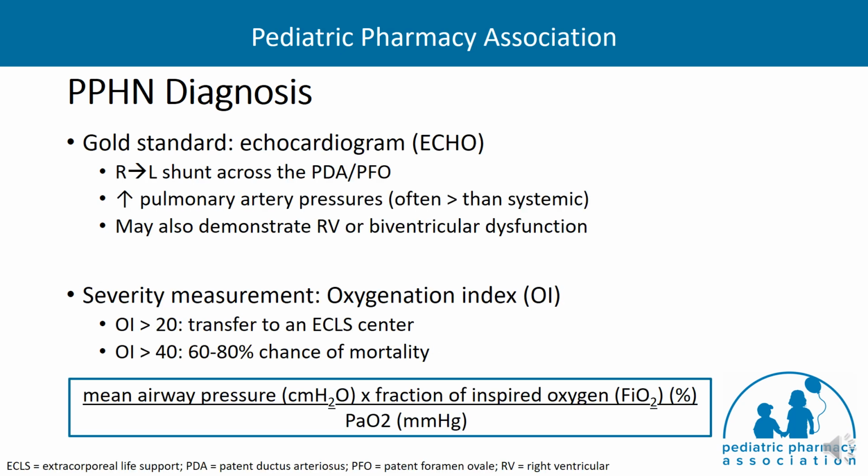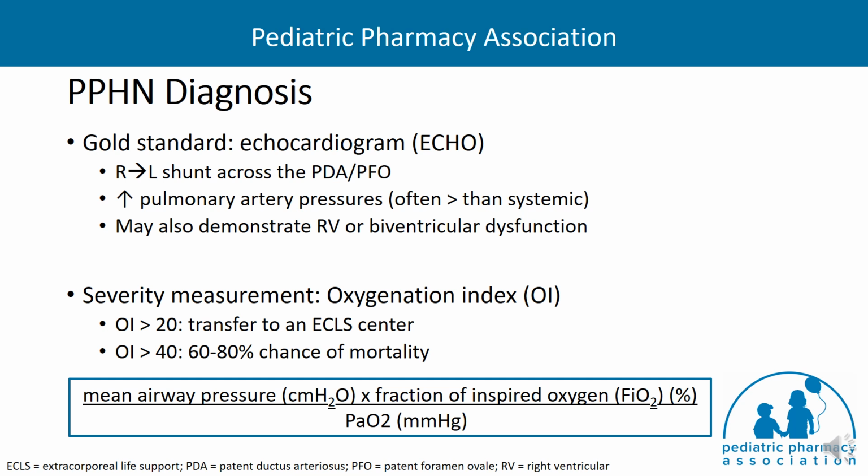An echocardiogram, or echo, is the gold standard for diagnosis of PPHN. Findings suggestive of PPHN on the echo include right to left shunting across the PDA and/or the PFO, or at least bidirectional shunting, right ventricular dilatation and high systolic time interval, shortened pulmonary blood flow with high pulmonary artery pressure, and then flattening or bowing of the intraventricular septum.